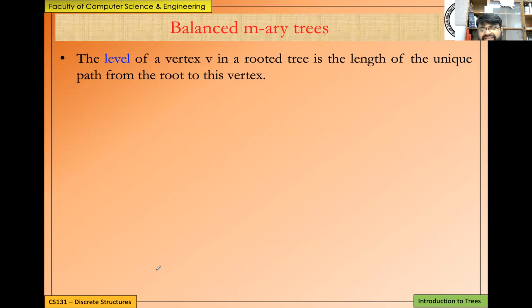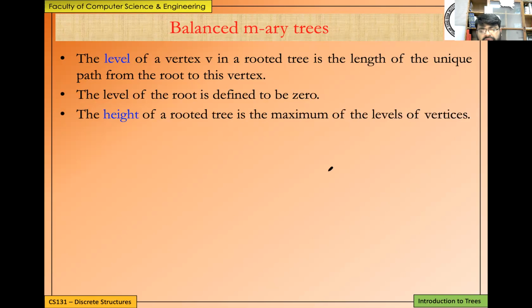So what are balanced m-ary trees? The level of a vertex v in a rooted tree is the length of the unique path from the root to this vertex. So the level of a vertex is basically the length of the unique path that you take from the root to this particular vertex. The level of the root itself is defined to be 0, of course, and then the height of a rooted tree is the maximum of the levels of vertices. So if you define the level of each vertex and then take the one that is maximum, that is what we call the height of a rooted tree.